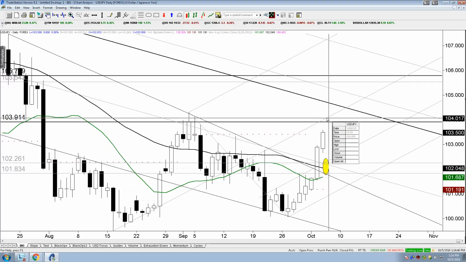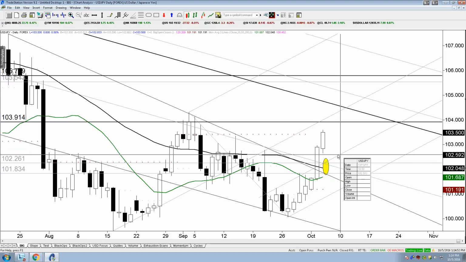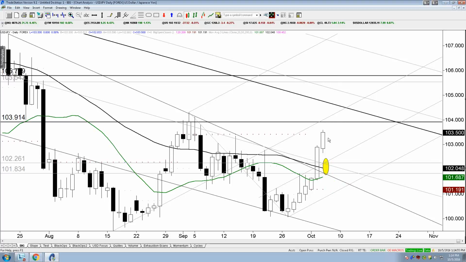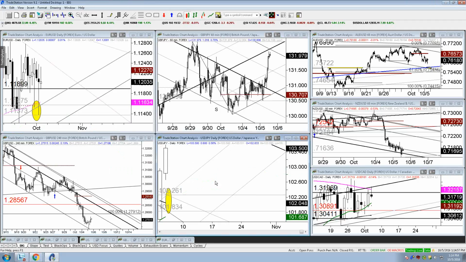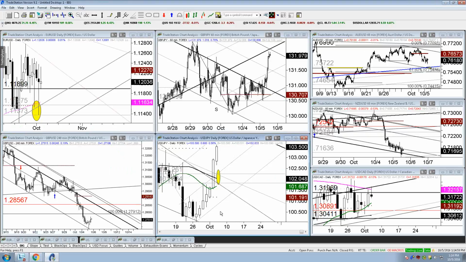104 is basically where we are today. 104.10 is pretty much where we are tomorrow. So that region for a pullback, and then I would be looking for support probably starting at 102.80, but down to 102.40, 102.50. Okay, moving along.